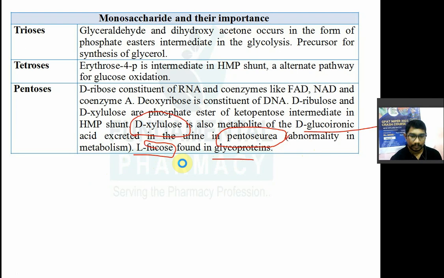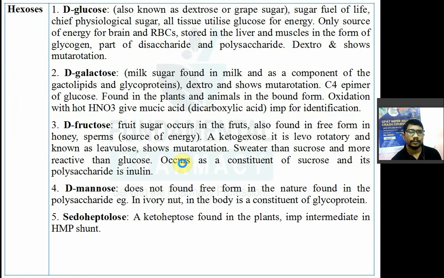Now we will see the hexose sugars. Hexose means 6 carbon atom containing sugars. In that you have glucose, galactose, fructose and mannose. What is glucose? D-glucose is also known as dextrose. This question has already come.